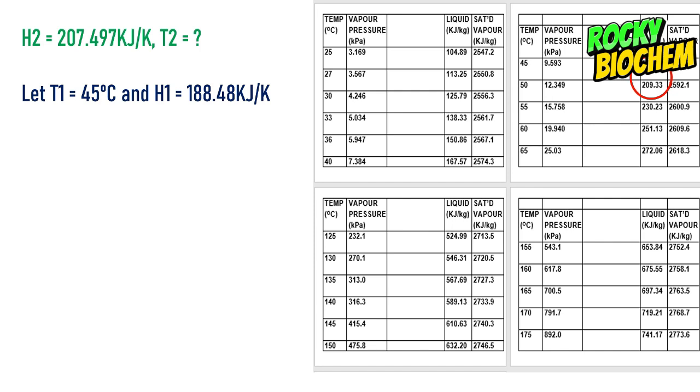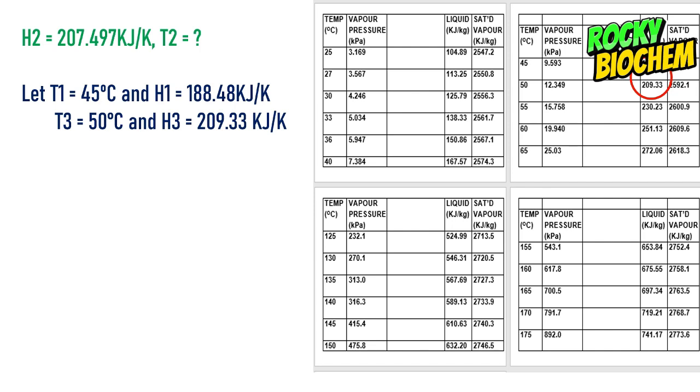So the corresponding H value, that is H1, should be equal to 188.45. And then the one just below it, the immediate bigger number, should be equal to T3. So the T3 will be 50, and then the corresponding H3 will be 209.33 kilojoule per Kelvin. Please don't be confused. I have just taken the values from the table, and the one above the number we are looking for is denoted T1 and then H1, whereas the one immediately below the number we are looking for is denoted T3 and then H3.